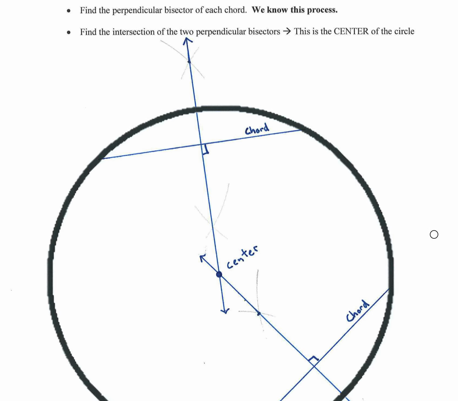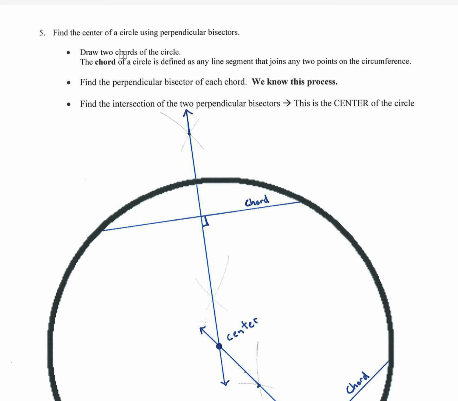This one is a little harder. So what we're going to do, follow the directions. It's going to say draw 2 chords. A chord is just a line starting from the circle and ending up on the circle, right? It's any line segment that joins any 2 points on the circumference.